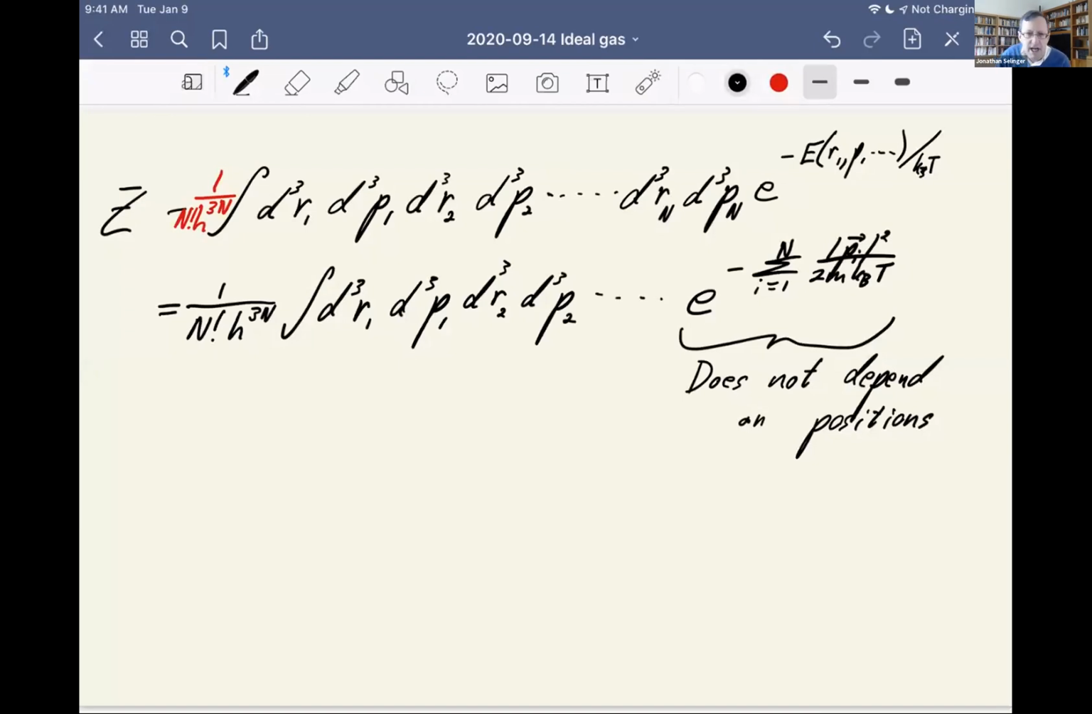Or equivalently, I get one factor of L cubed, or one factor of volume, for each particle. So I'll just factor that out. So I get volume to the N, divided by N factorial h to the 3N. And now I've done all the position integrals, so I just have to do the momentum integrals: d³p1, d³p2, etc.